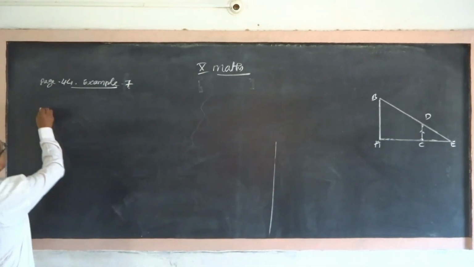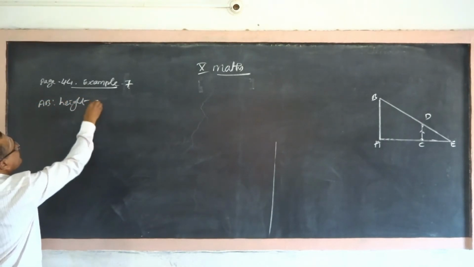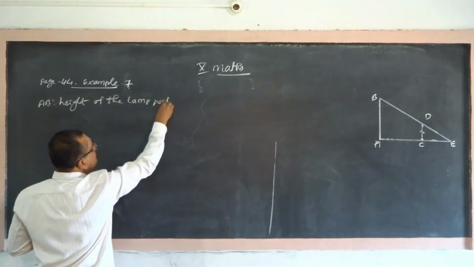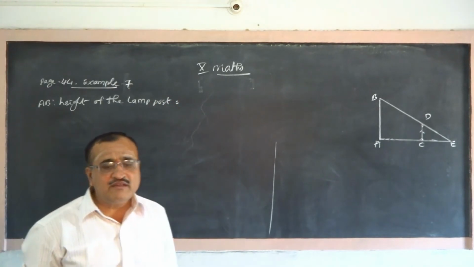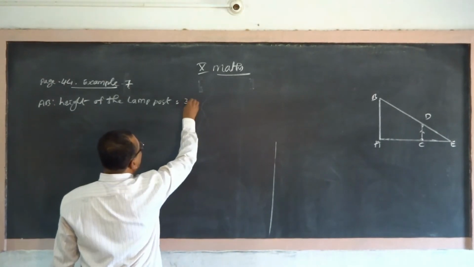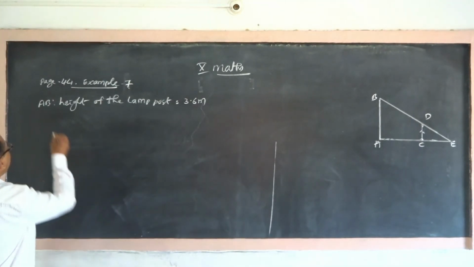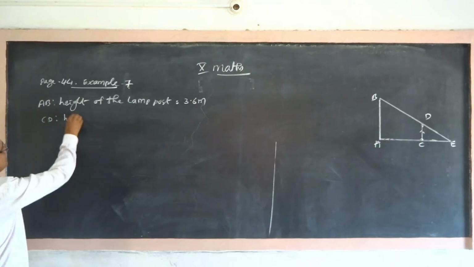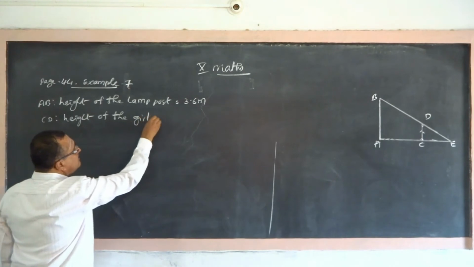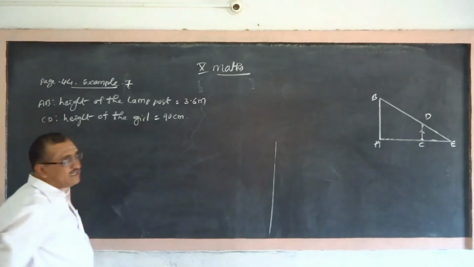What is AB? AB is the height of the lamp post. What they have given is, how much have they given? 3.6 meters. Let AB be the height of the lamp post, and CD the height of the girl. Height of the girl, how much? 90 centimeter. Convert this one into meters.